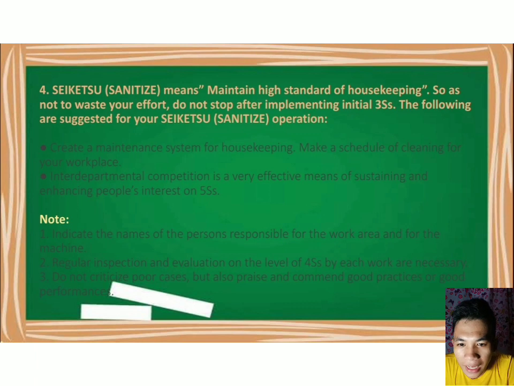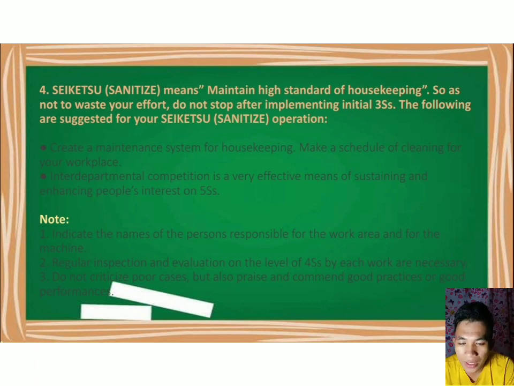Note, indicate the names of the persons responsible for the work area and for the machine. So we have schedules or assigned persons for which part they will clean, and who is assigned to what, after leaving your workplace, no?